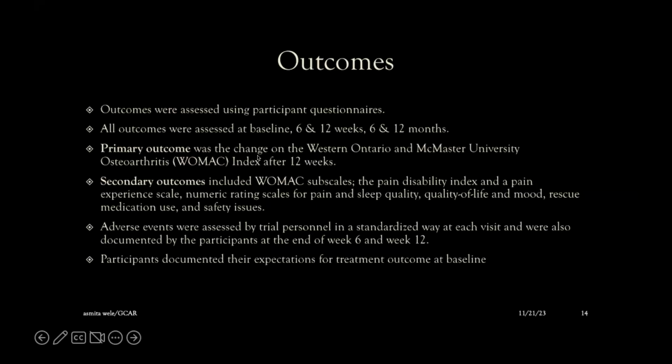So the primary outcome indicates the change in the disease, that is pathophysiology, and secondary outcomes basically indicate the quality of life, but not only one questionnaire. They have used all the available assessment scales to get a comprehensive picture. Adverse events were assessed by trial personnel in a standardized way at each visit. They were also documented by the participants in the diary.